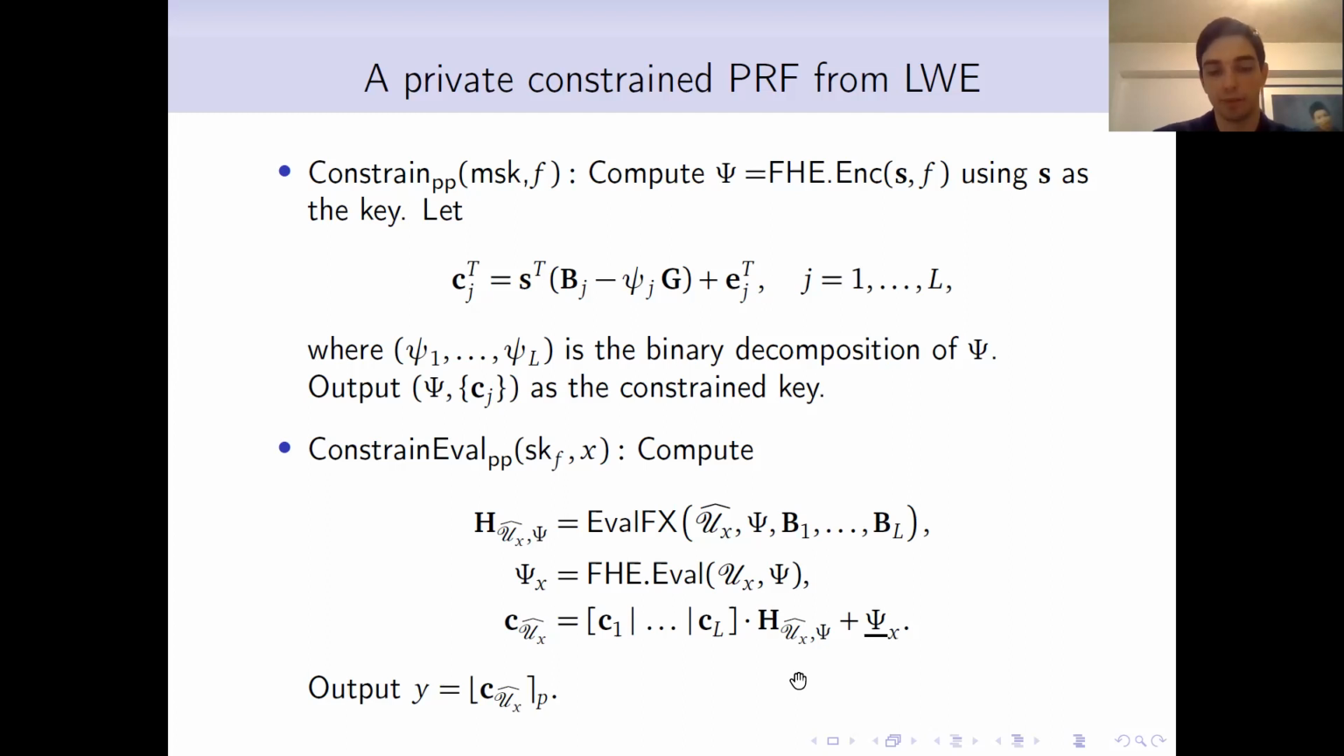That is, when f of x equals 0, we get the same output through the evaluation and through the constrained evaluation algorithms. This scheme is also selectively secure, and it is not collusion resistant, meaning that it is secure against an adversary that has only one constraint key, but if the adversary has access to more than one constraint key, he can potentially break the system.